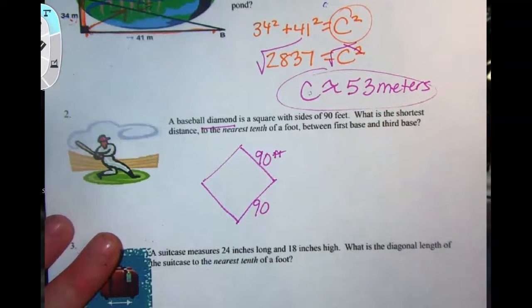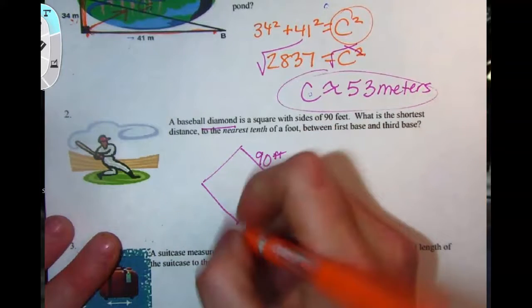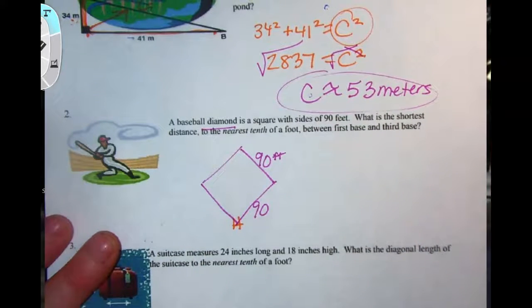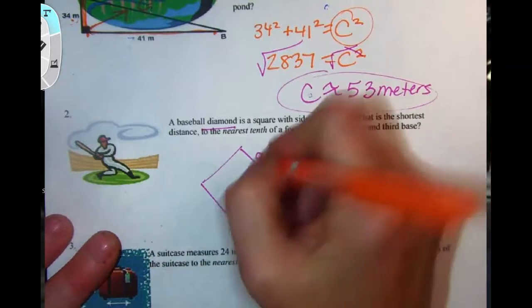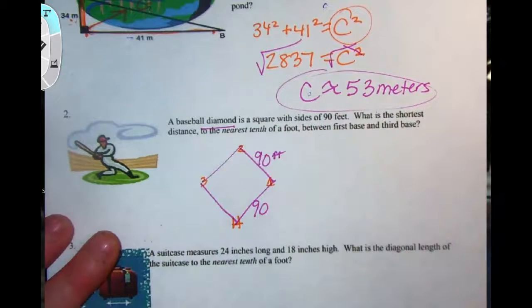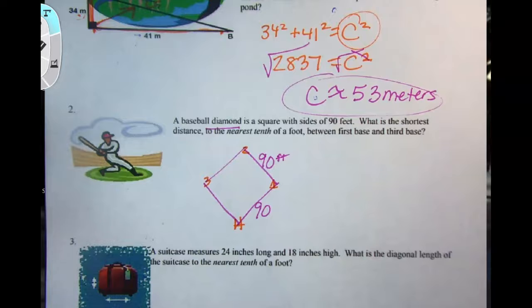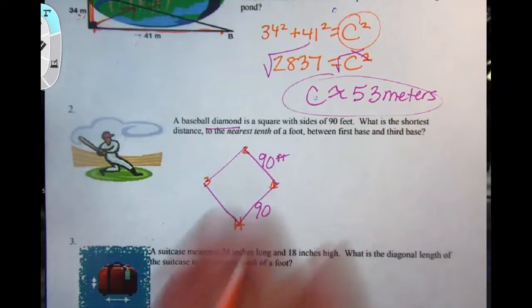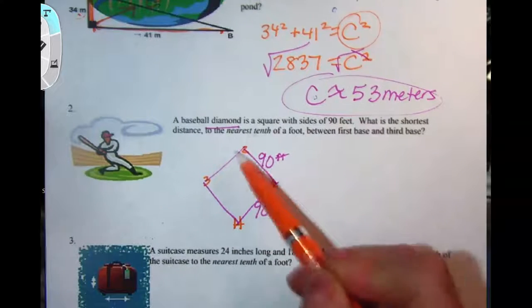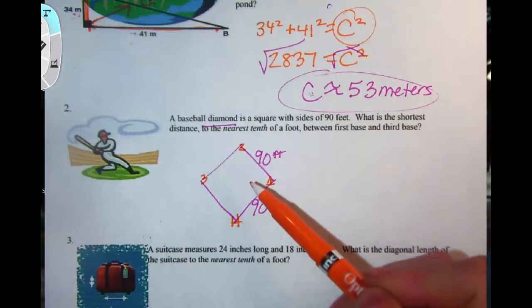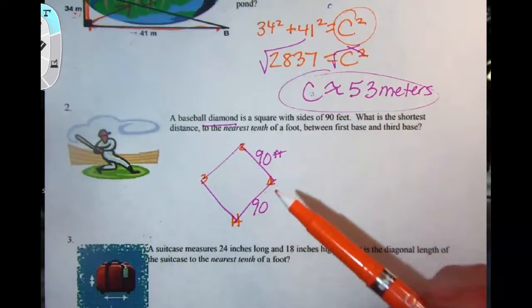So this would be home plate, right? This would be first, this is second, this is third. For those of you that don't play baseball or softball, hopefully you would know this. If you didn't, this one would be a little bit difficult. But, so we know this right now, and it says, what is the shortest distance from first to third?